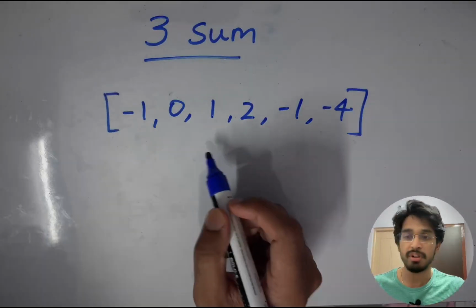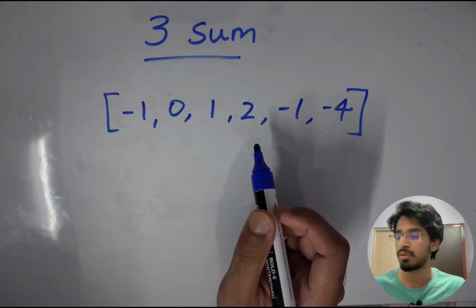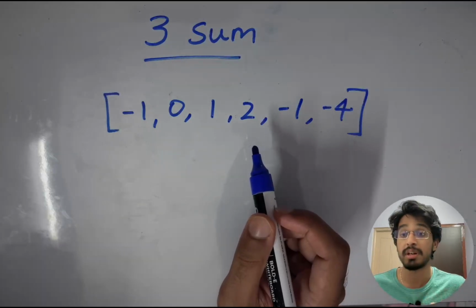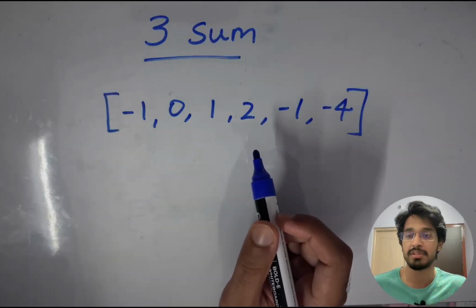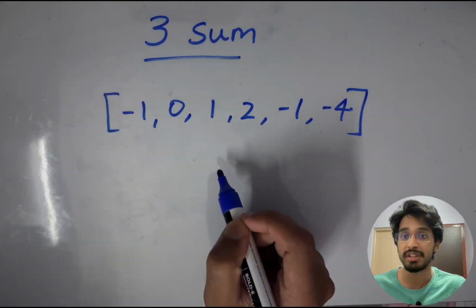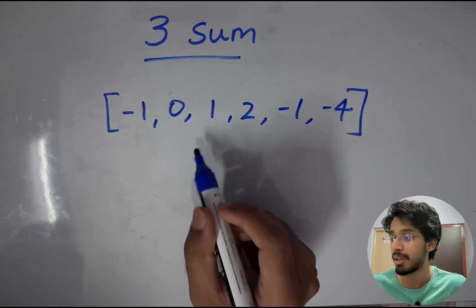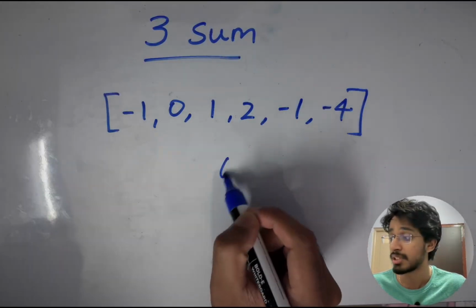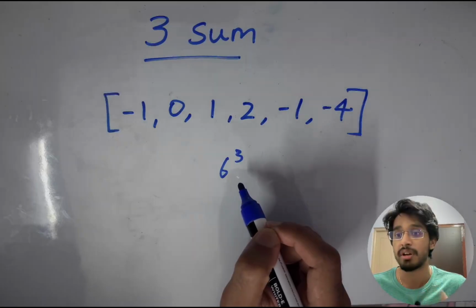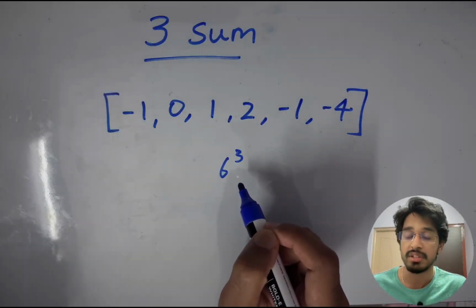These are the set of numbers given to solve the 3 sum problem. Let me go through the brute force way of solving this very quickly. We can use triple for loops. Triple for loops is very terrible in terms of performance, because the time complexity would become O of n cube. If we have 6 numbers here, it would be 6 to the power of 3 comparisons. It's somewhere around 200 to 300 comparisons, which is terribly slow, so we need to avoid this.